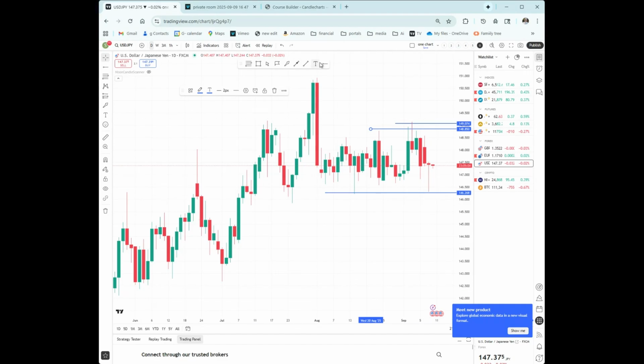And I would actually make this a zone. Okay, you see all the support. So this would be my first support, and resistance would be up there, and then it would be the high of the bearish engulfing pattern.